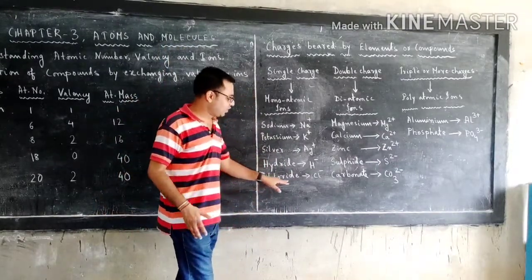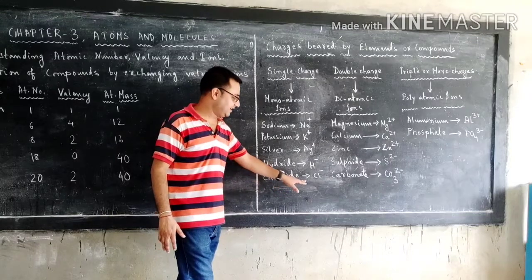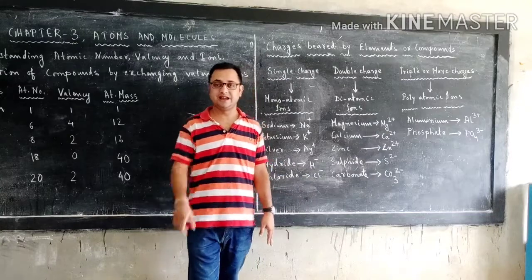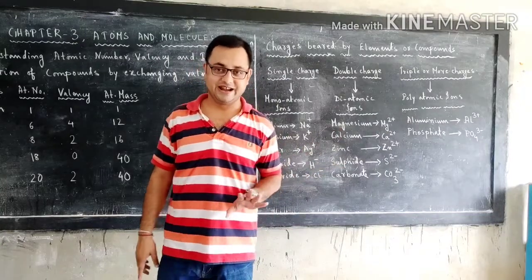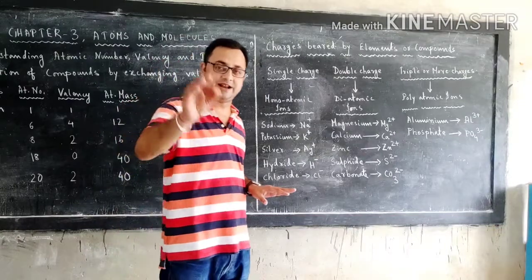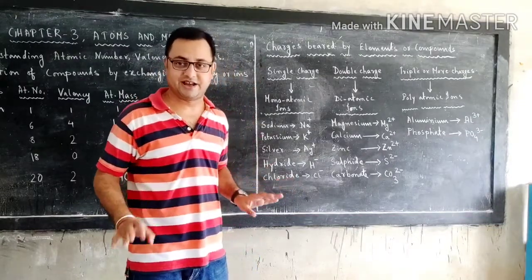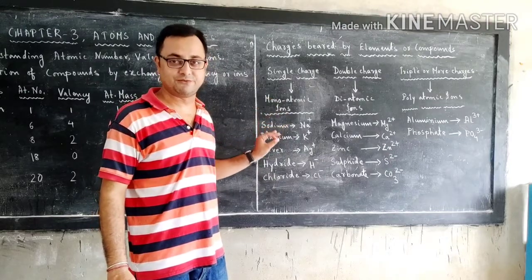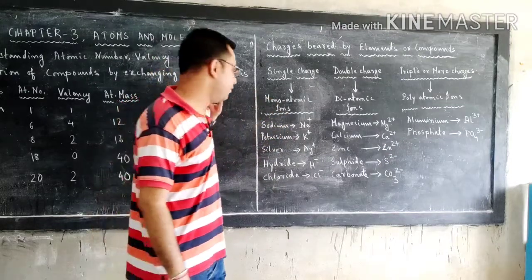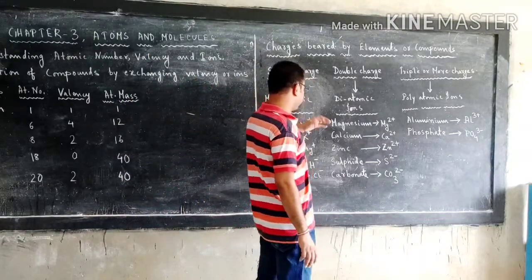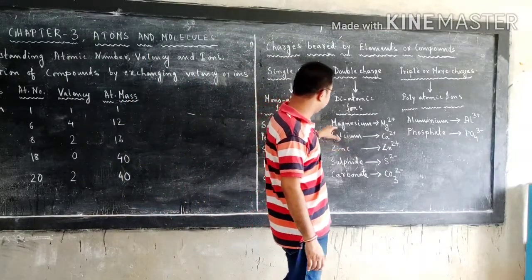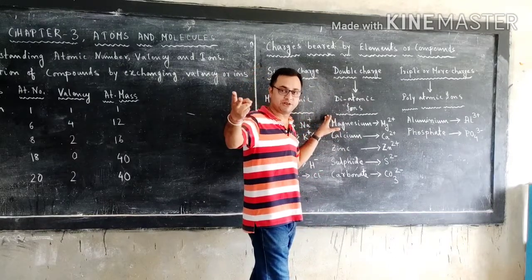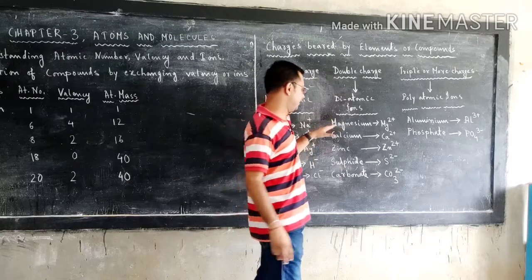Coming to next one is your chlorine or chloride, that is denoted as single negative. So it is also possessing a single charge which is negative. I told you at the very beginning that positive or negative doesn't matter. What matters is the amount of charge possessed by a particular element or compound. Coming to the diatomic ions, the diatomic ions will consist of two charges. They may be positive or they may be negative. It doesn't matter.